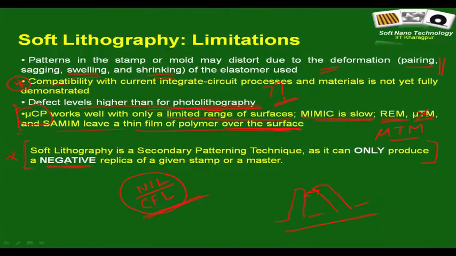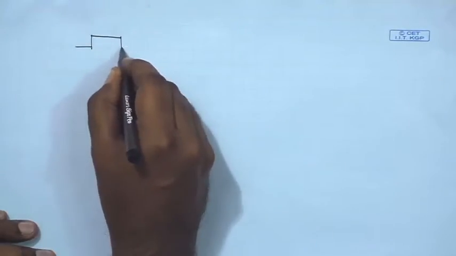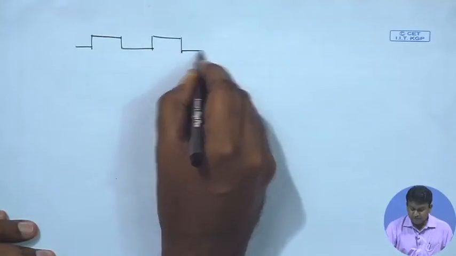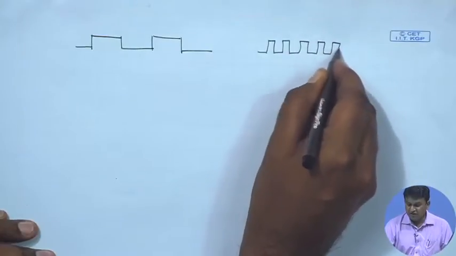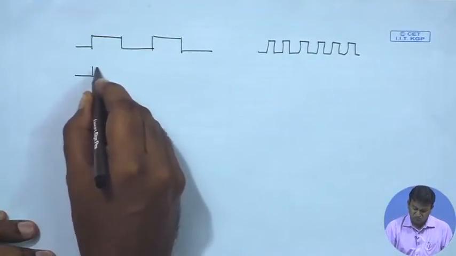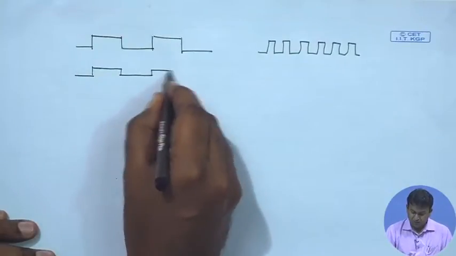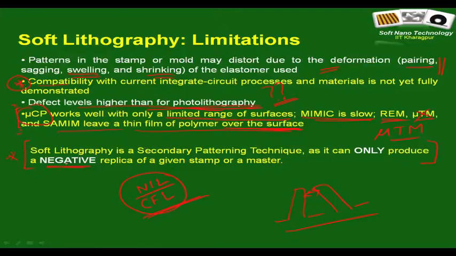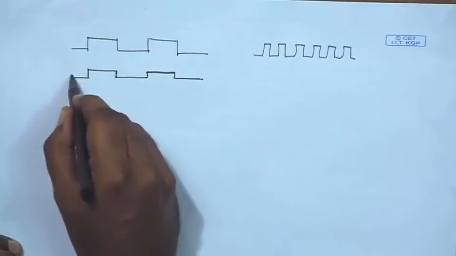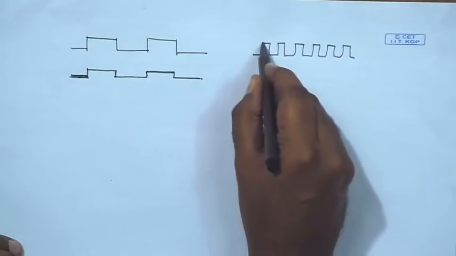So, the moment you would like to create patterns with two different geometric dimensions, what is the essential requirement? You need original stamps that are different. Without that you can't work, right. So, this is a major problem.